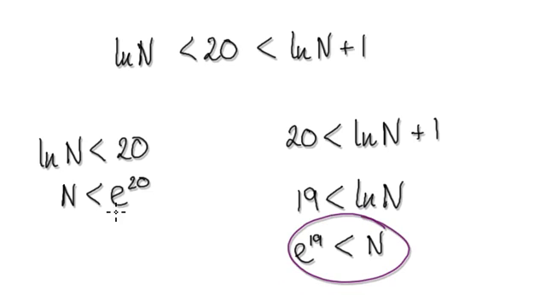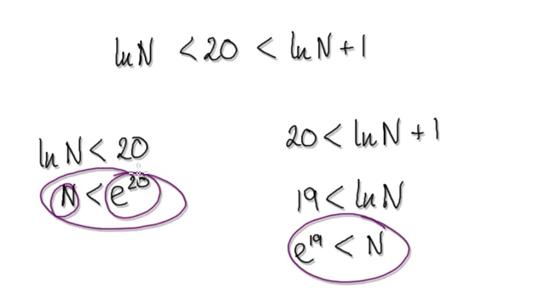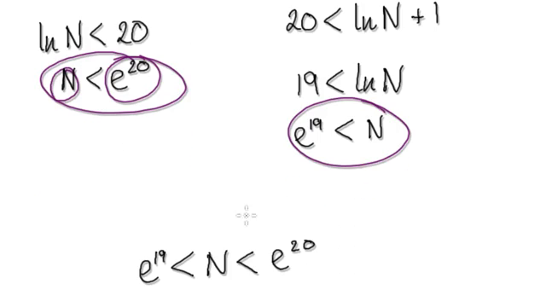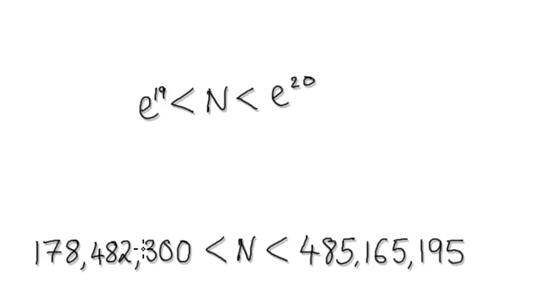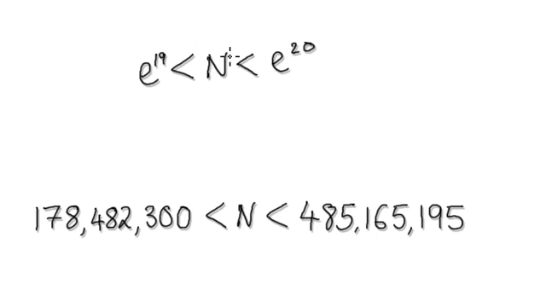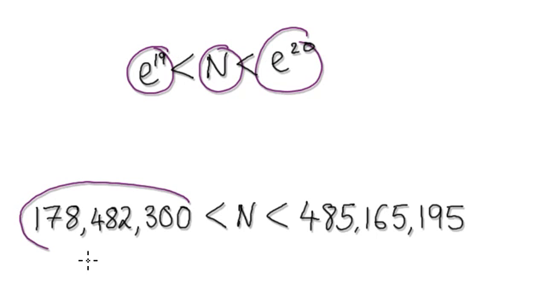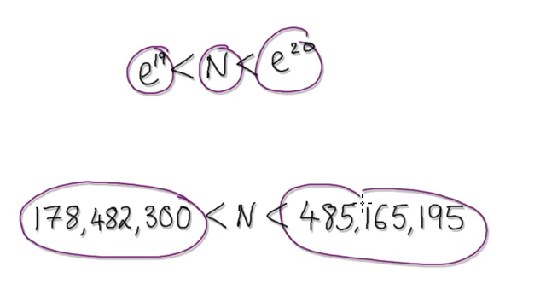So let's just rearrange these two. So remember, capital N must be less than e to the power of 20. And looking at this, capital N must be bigger than e to the power of 19. So what that means is capital N is somewhere in between here and in between here.